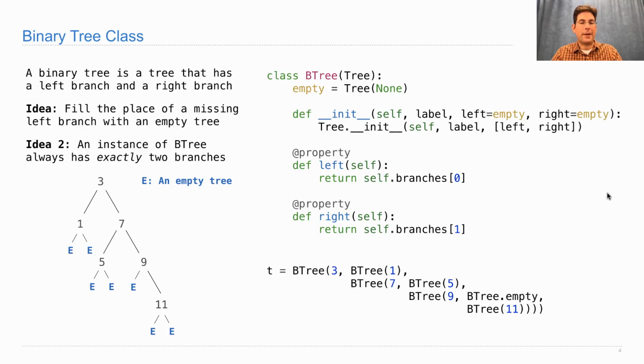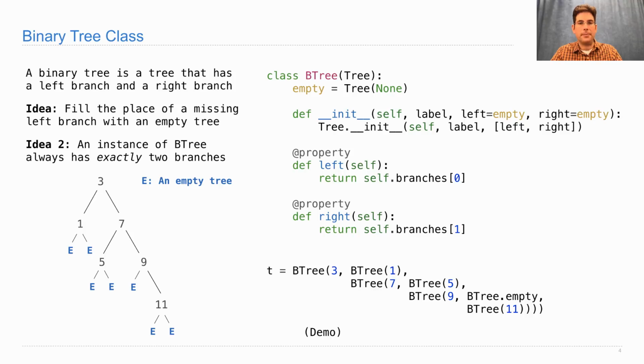Therefore, to construct a binary tree, we say the label 3 is at the top, in this root position. To the left, there's a leaf, B tree 1. To the right, there is a larger subtree. Here we have the tree rooted at 7, with a branch that's a leaf 5, and a second branch, which is 9 and 11 to its right. We explicitly specify that the left is empty here in order to indicate that 11 is to the right of 9.